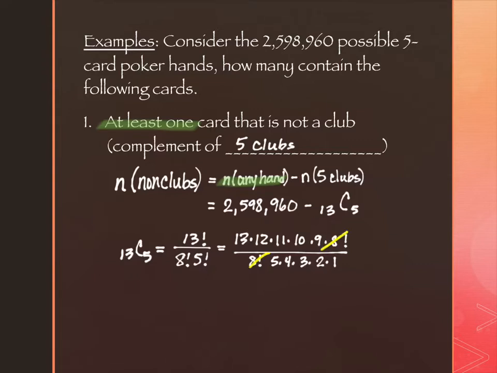So for starters, the 8 factorials cancel. All right, what else can we reduce? 5 and 10, or you could even do 5 and 2, which makes 10, right? You can do 4 and 3, make it 12. Yep, 13, 11, and 9. You're right. So we have 13 times 11 times 9.